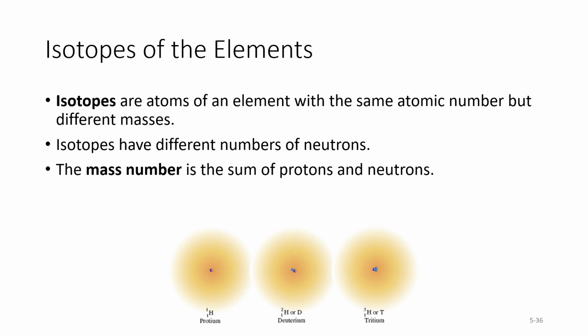So what's similar about them? They have the same number of protons, but they have different numbers of neutrons. So the mass number is the sum of protons and neutrons, so the mass number would be different.